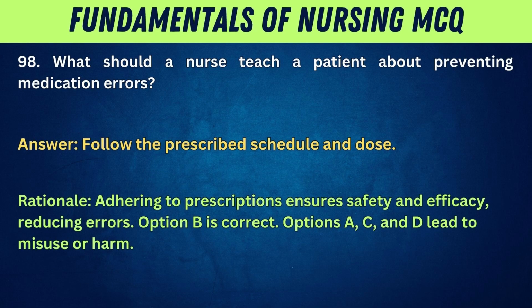Answer: follow the prescribed schedule and dose. Rationale: adhering to prescriptions ensures safety and efficacy, reducing errors. Option B is correct. Options A, C, and D lead to misuse or harm.